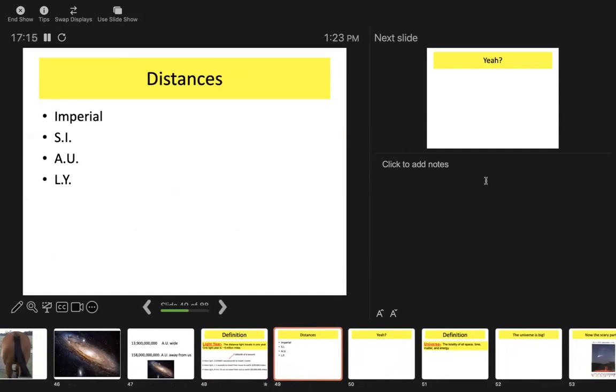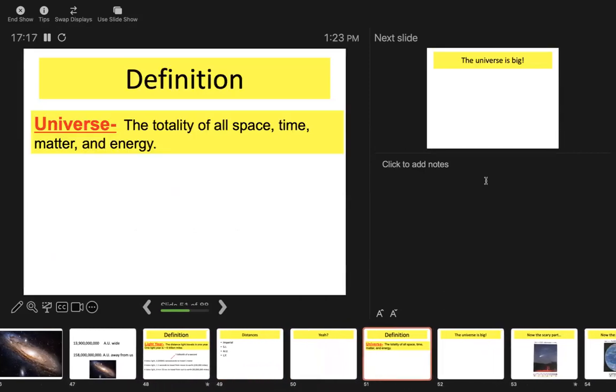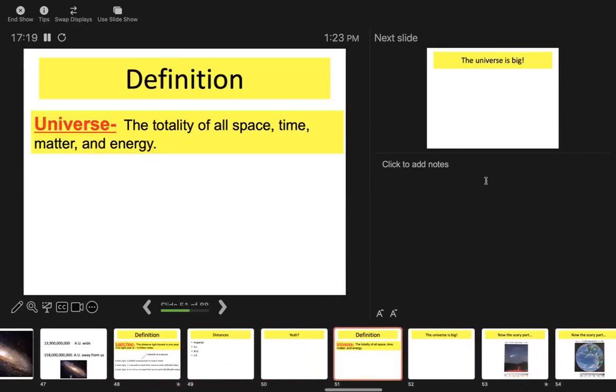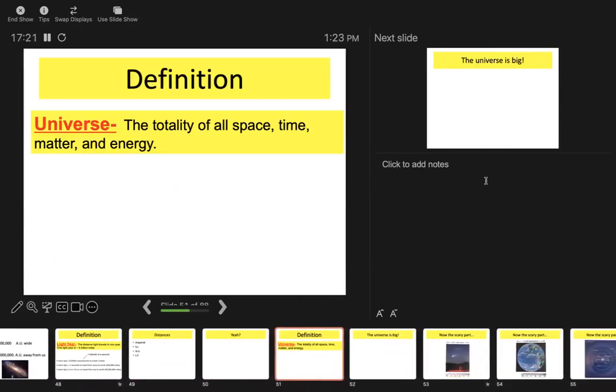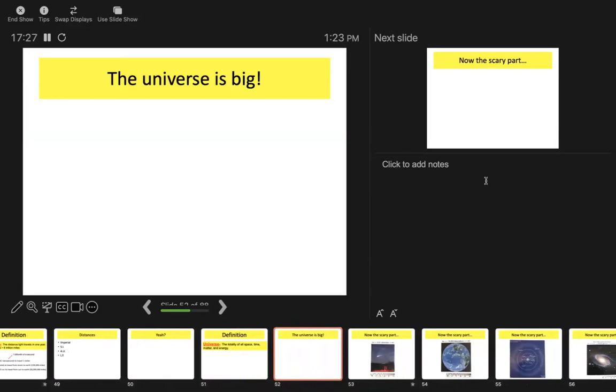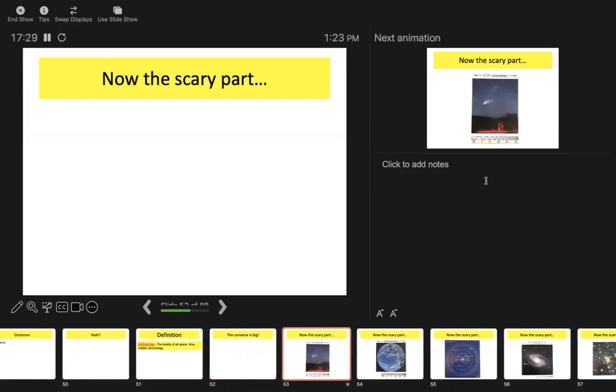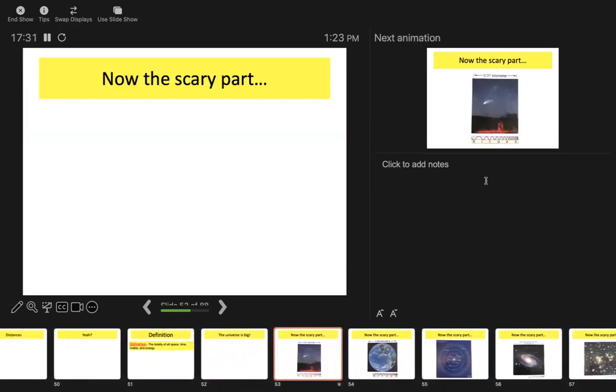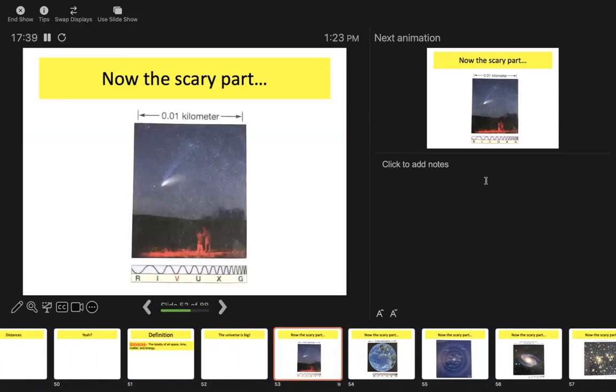Okay. You've already copied down this definition before. The universe, remember, is everything: space, time, matter, and energy. And the universe is very large. For some people this is a scary concept. This is usually the thing you think about when you're laying in bed awake at night, and it can be, for some, a scary thought.